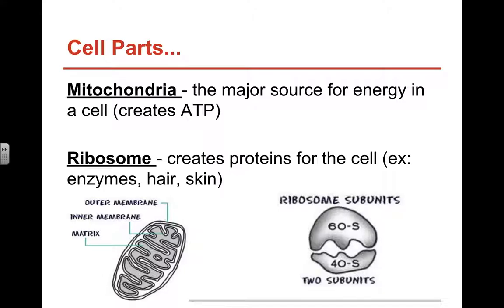Ribosome creates proteins, right? It creates enzymes. It creates your hair. It creates your skin. Again, we're going to have a whole lesson on what the ribosome does. It's very complicated. The mitochondria looks a little weird. It has a lot of membranes, right? It has this inner matrix, inner membrane, outer membrane. It looks like this. This is how it's always represented. Ribosomes kind of look like a hamburger, right? There's a little space in between. There's a big and a small subunit.